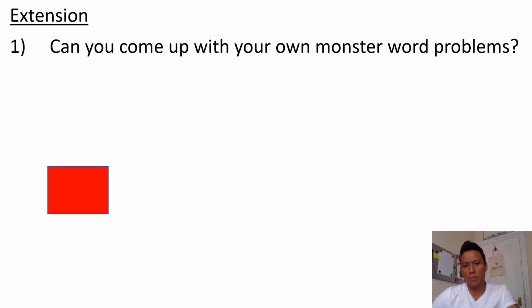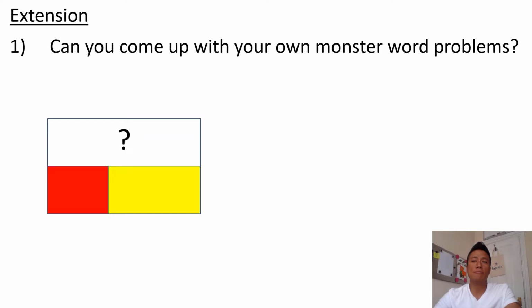So let's say, for example, that this is going to represent a monster. So the red monster has eaten 7 donuts, and the yellow monster has eaten 52 donuts. So how many donuts have they eaten all together? So you can change the wordings around, and you could use this bar model representation to write a word problem down that says how many things are there together.